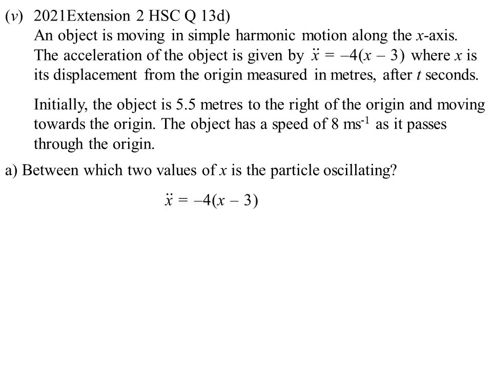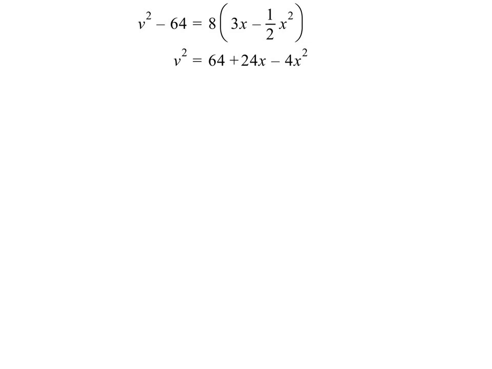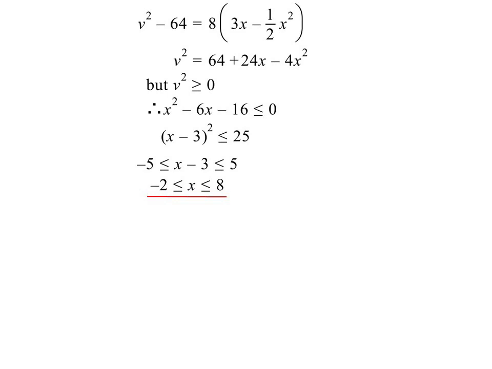Okay. They've given me the acceleration equation. So v dv dx, separate my variables. They've given me the initial conditions, displacement 0, velocity 8. Integrate, substitute in, I get my v squared equation, but I know that has to be greater than or equal to 0. Solving my quadratic, there we go, I get in between -2 and 8. So x is in between -2 and 8.